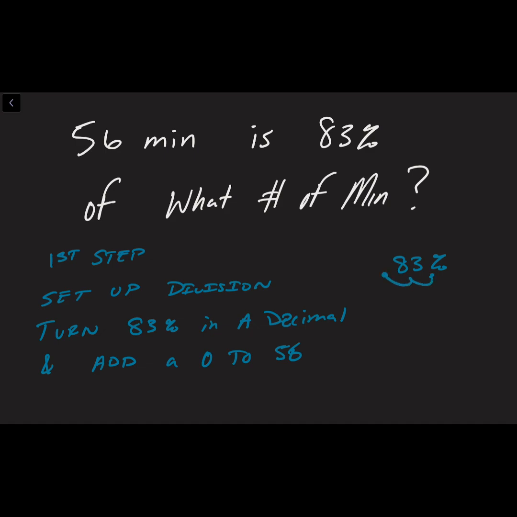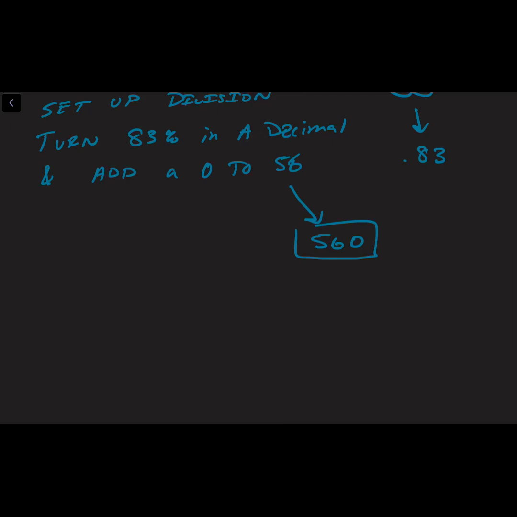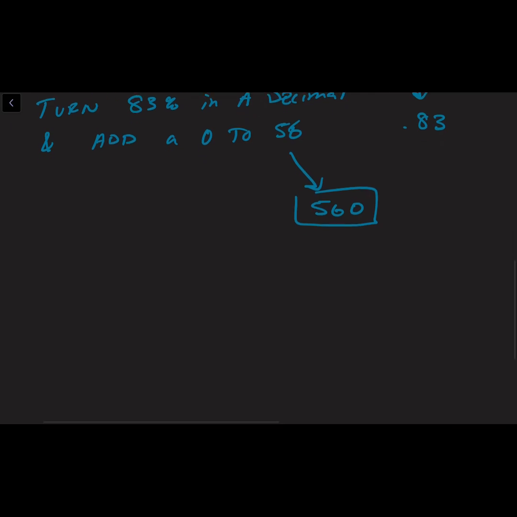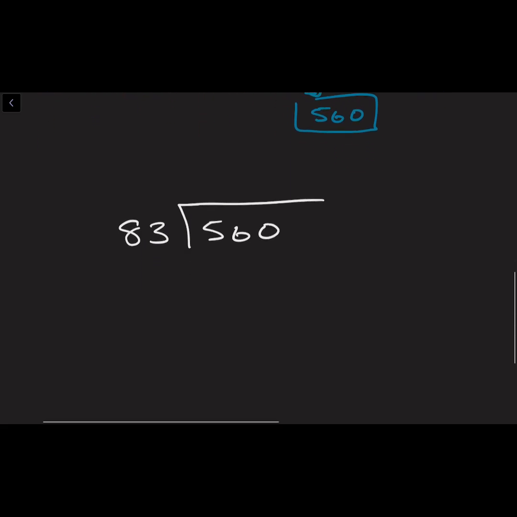1, 2 turns that into 0.83. And then we're going to have 56. Now we're just adding a zero to it, so it's 560, okay? So now we can set up our division problem. Setting up our division problem is going to look like we got 83, 560 underneath, all right?